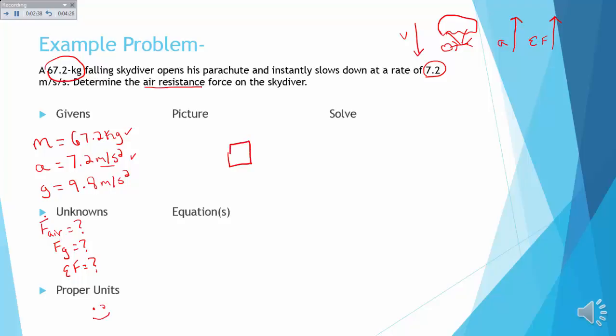body diagram. I'm going to start by drawing a box that is representing my person. And if you want, you could write the mass in the middle of the box, the 67.2 kilograms. Now a skydiver is falling to the ground, so we know there has to be a force of gravity pulling him downwards. And we know that there is also air resistance acting on the parachute, resisting his fall.